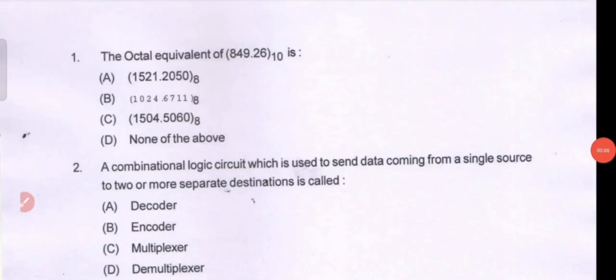Today we are going to discuss computer science questions of the 2020 CPET exam. Question number 1. The octal equivalent of 849.26 base 10 is.